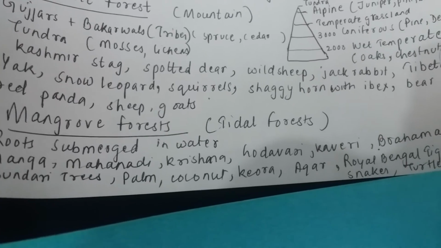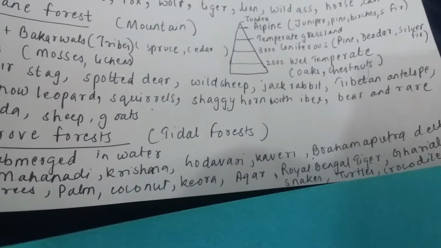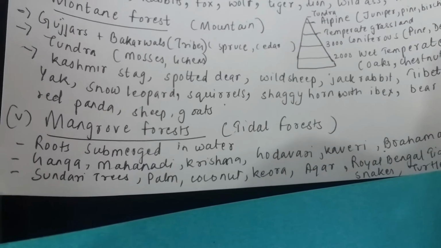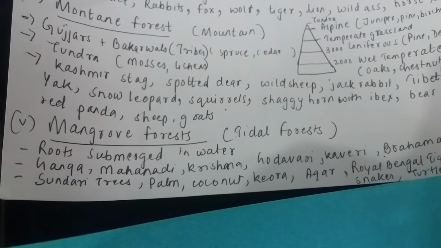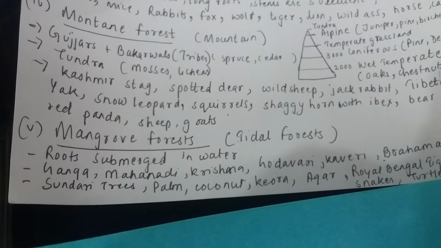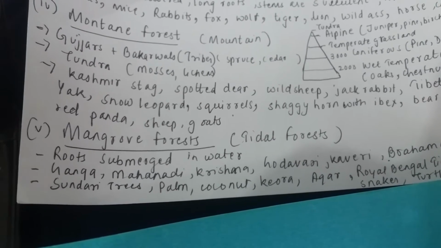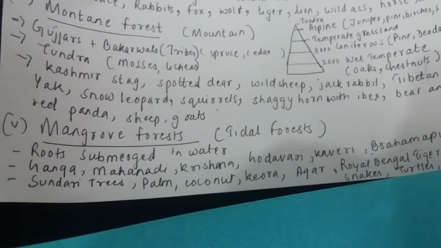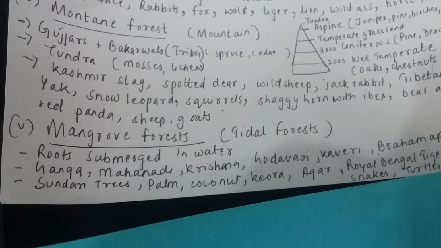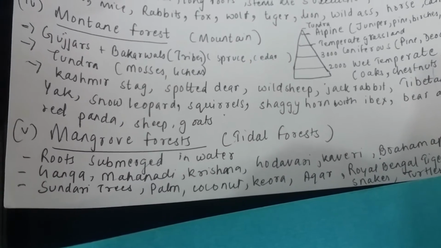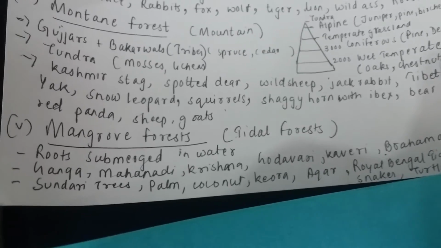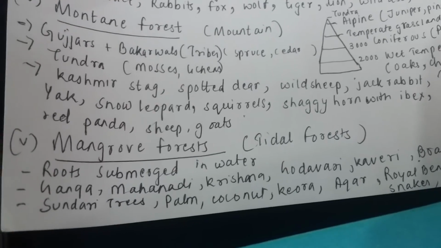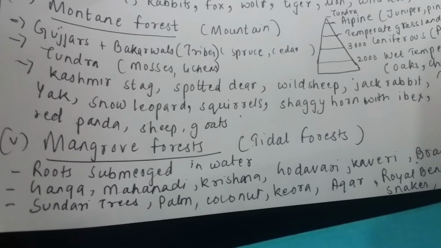Ganga, Mahanadi, Krishna, Kaveri, Godavari, Brahmaputra. In all these deltas, you will find mangrove forest, and these are very enriched forests with very good species of plants and fish. Over here the Sundari tree is very famous because the Sundarbans derive their name from the Sundari trees. So the Sundari trees you should remember.